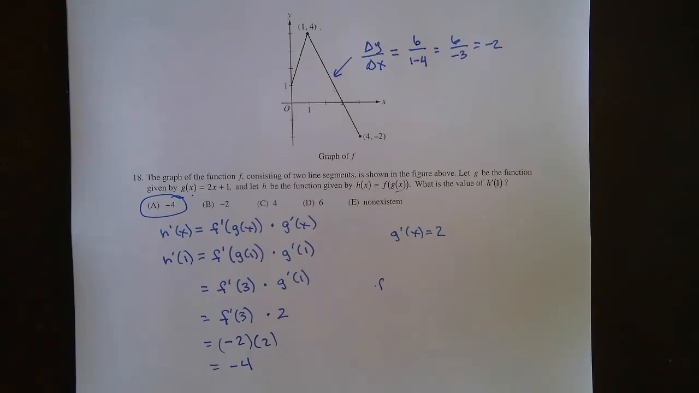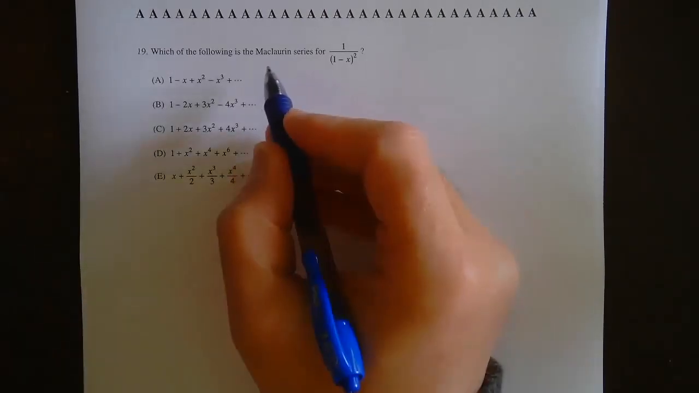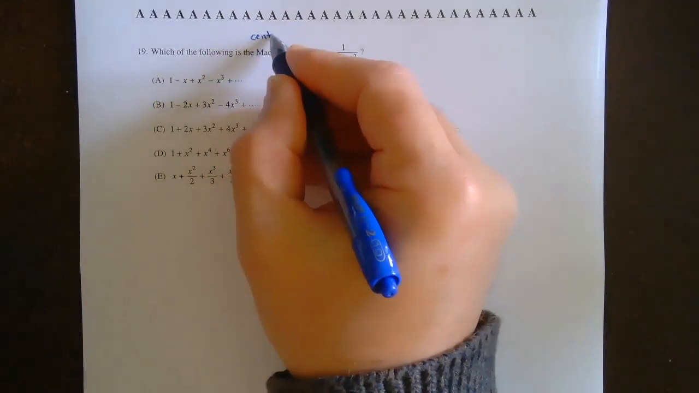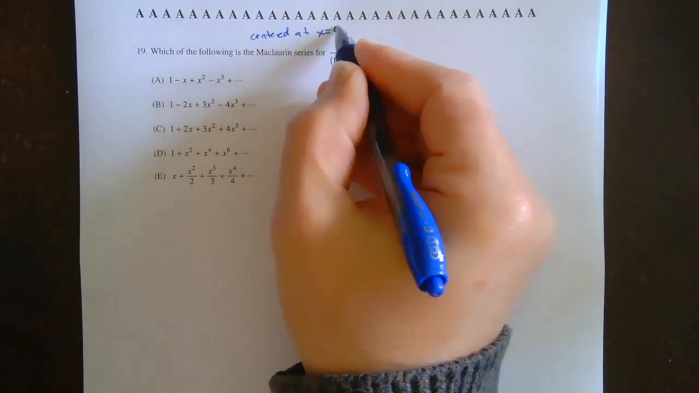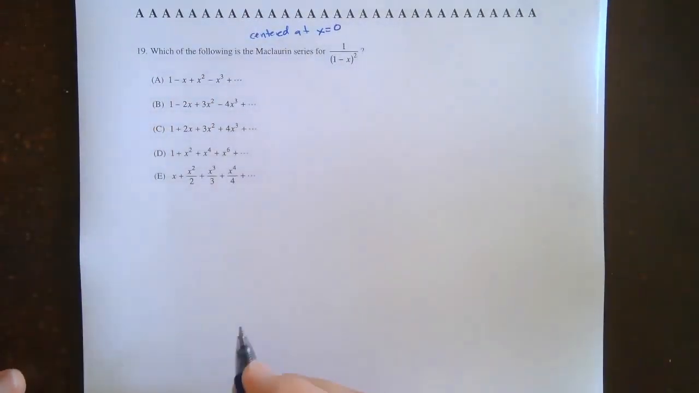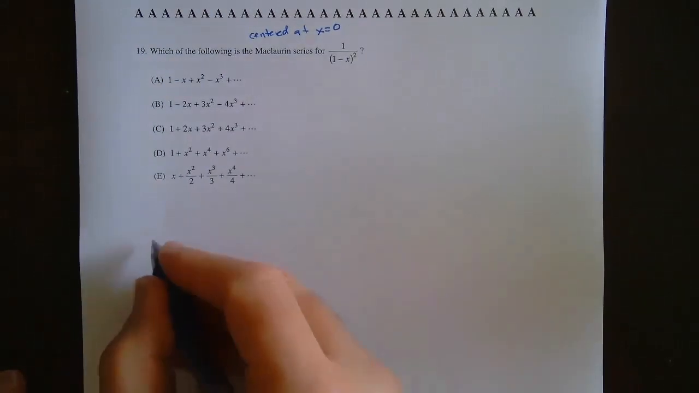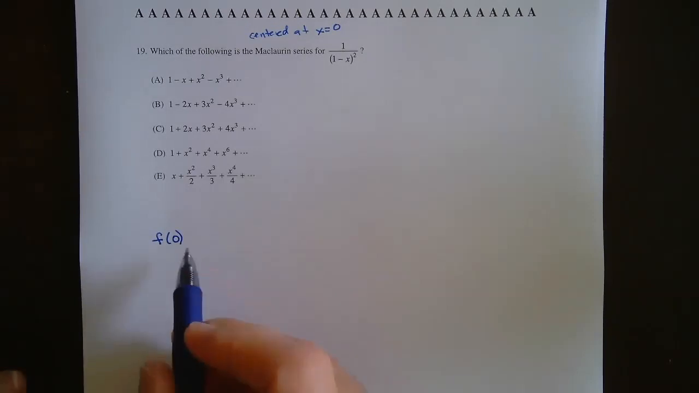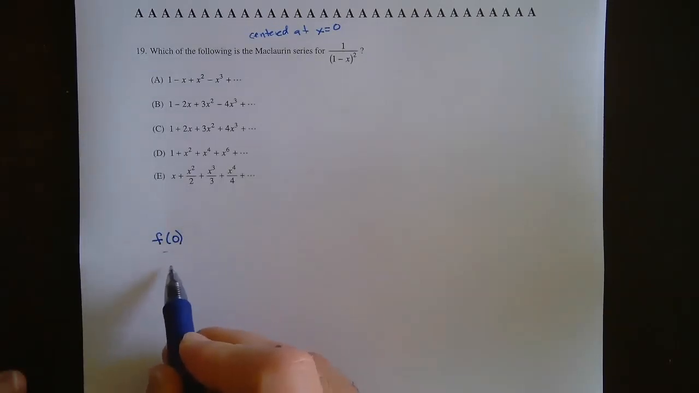All right, so let's go to number 19. For number 19, we want to find the Maclaurin series. And the Maclaurin series means it's centered at x equals 0. So what that means is, when we do the Maclaurin series, it's going to be f of 0. Now, really, this is times x to the 0 over 0 factorial.